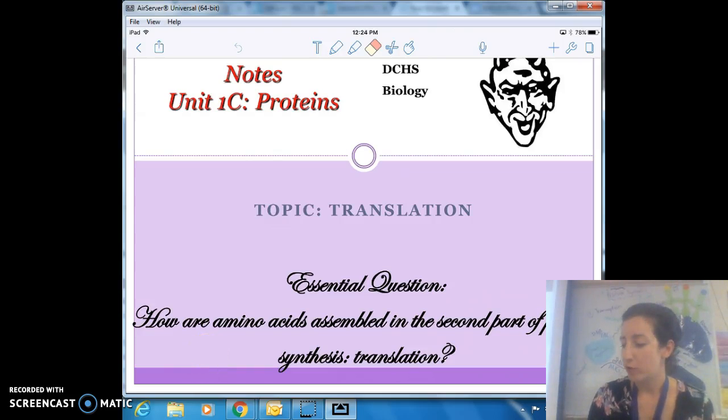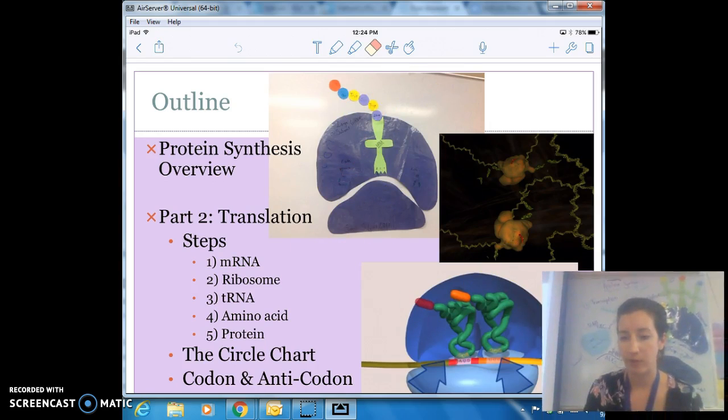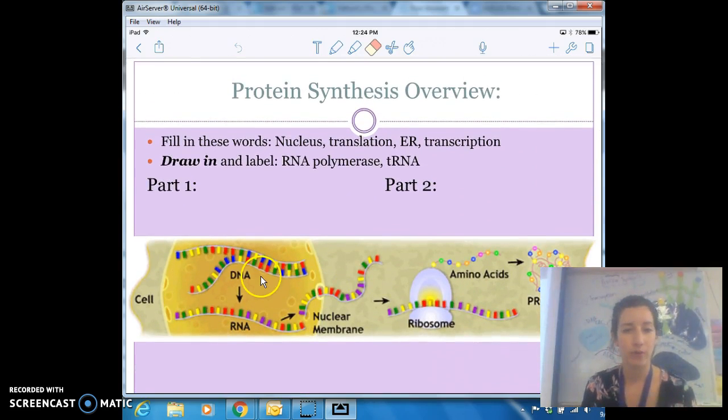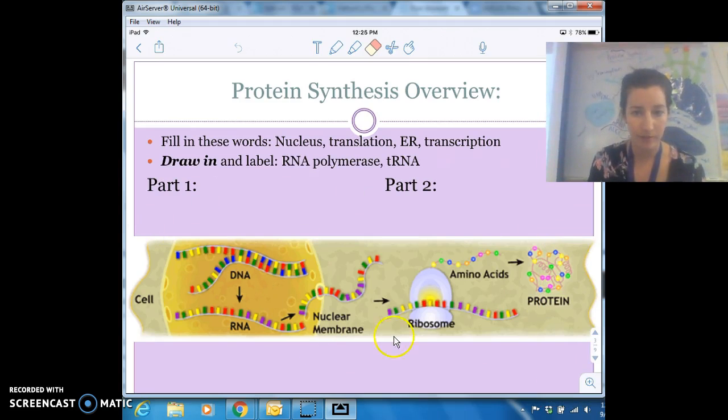Alright, these are your notes over translation. The essential question: how are amino acids assembled in the second part of protein synthesis? Translation. This is our outline, protein synthesis. We're in part 2, translation. This is what we've been doing on the board, and then that was our video that we've been watching on YouTube. Protein synthesis overview. Be able to label all of this good stuff with these words and draw those guys in.